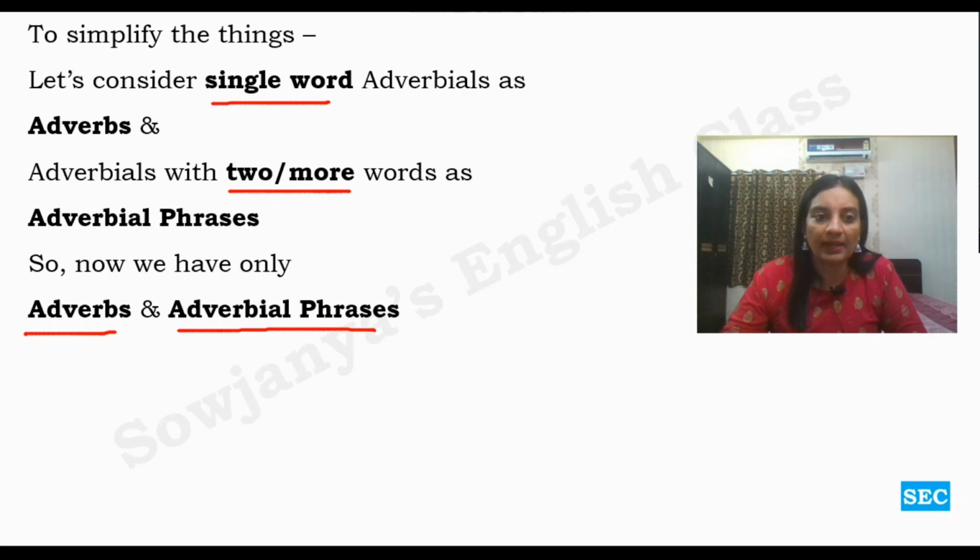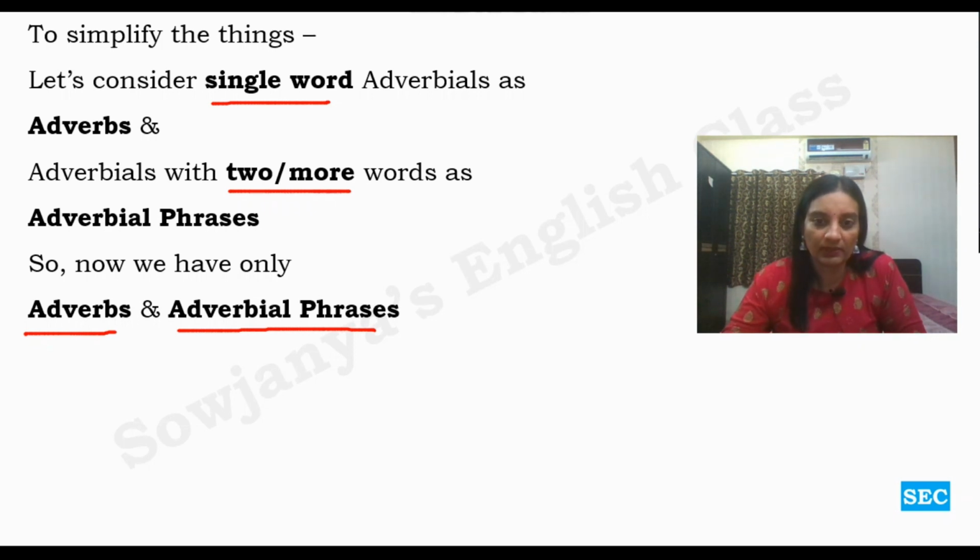But adverbs with two or more words, we call them phrases. Even if you go by the definition, a phrase has two or more words which is not complete in its meaning, which is a part of a sentence. All these are applicable over here. So why consider these adverbials as adverbials and adverbial phrases differently? But life is not that simple, my dears.